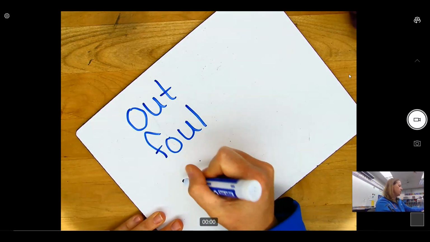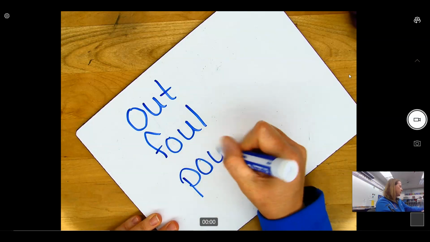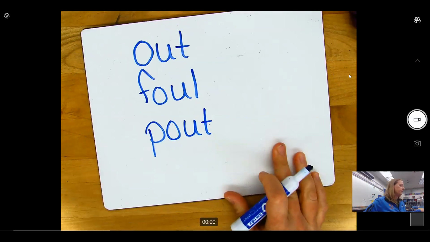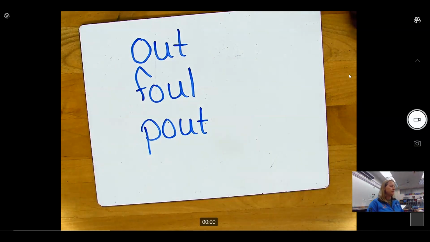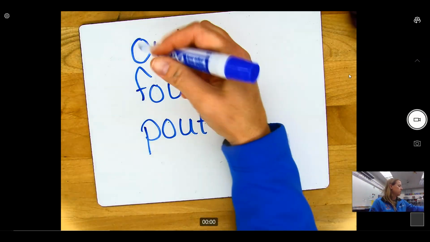O and U. Do you know what the O and U are? OU is something that we have not discussed before. It is called a diphthong. A diphthong is two vowel sounds that come together so fast that they are considered to be one syllable. We code diphthongs with arcs.